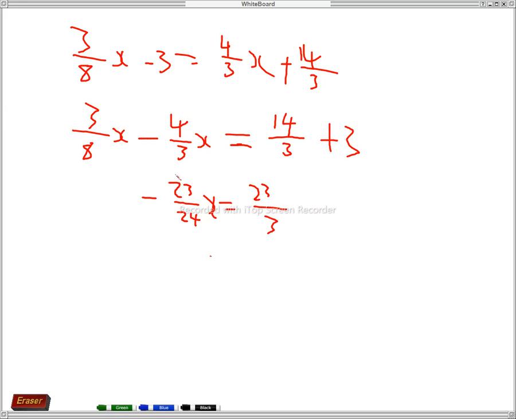So from here, let's just apply the cross multiplication. So it's going to be 23 multiplied by 3. So let's just try that. 23 multiplied by 3 is 69.